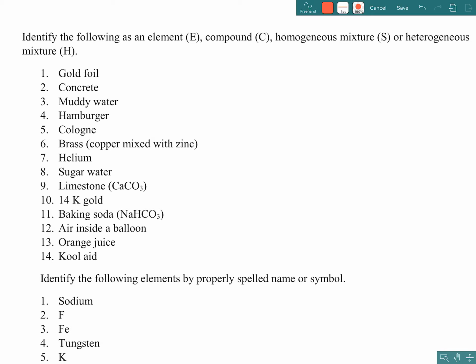for some practice. Now, before you get to this point, you should have watched videos related to the classification of matter. You should already have a fairly good understanding of what an element is, what a compound is, what a homogeneous mixture is. Remember, they're also known as solutions, and what a heterogeneous mixture is. If you don't, go back and watch those videos.